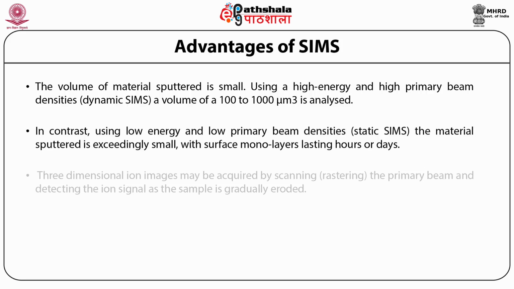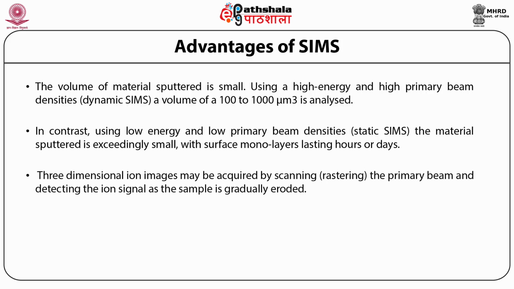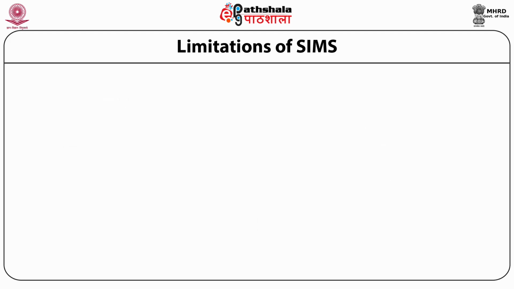And the third point is three-dimensional ion images may be acquired. 3D ion images may be acquired by scanning, or rastering, the primary beam and detecting the ion signal as the sample is gradually eroded. Little or no sample preparation may be needed, which is again an added advantage of SIMS. So sample preparation is extremely simple for SIMS analysis.